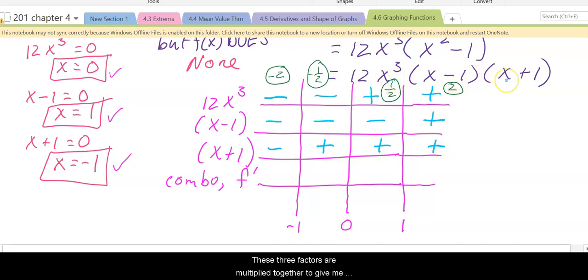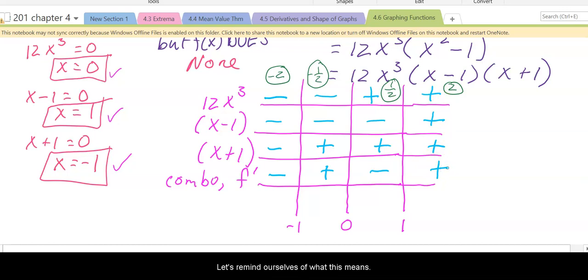These three factors are multiplied together to give me f prime, the first derivative. When I multiply three negatives, it stays negative. Two negatives and a positive give a positive. Two positives and a negative are negative, and three positives are positive.